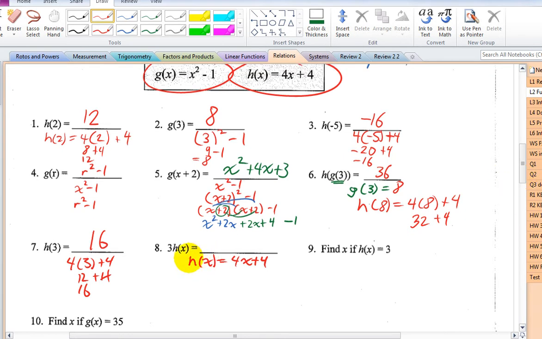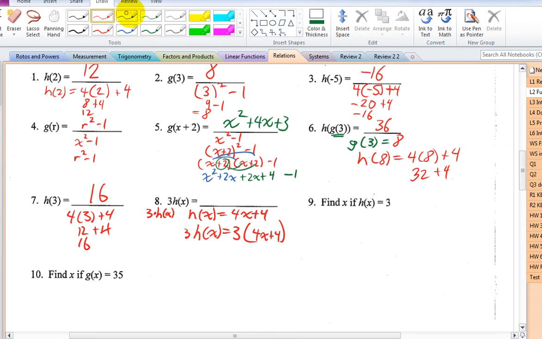And so what we have to do is multiply it by 3, because we want to know what 3 times h of x is. So we're going to go 3 h of x equals 3 times h of x. So now you got to do your algebra skills and multiply in. So multiply into both. What's the answer? 12x plus 12. Not too hard, is it?